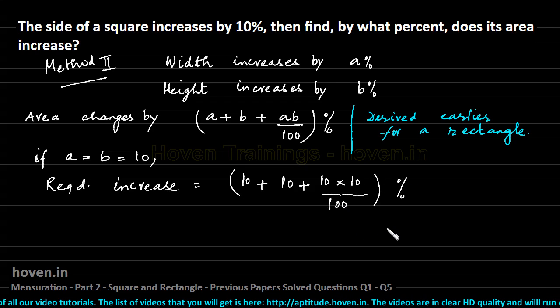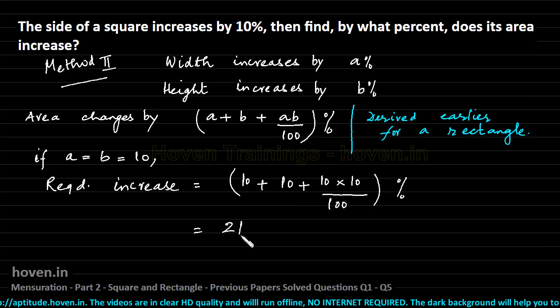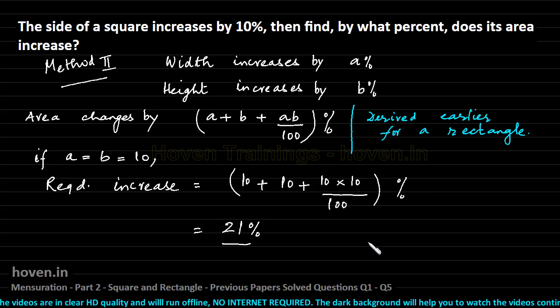100%, which is equal to 10 plus 10, that is 20, and since this is 100 by 100, it will be 1. So the required increase would be 21%, the same answer we obtained earlier. Let us move to our next question now.